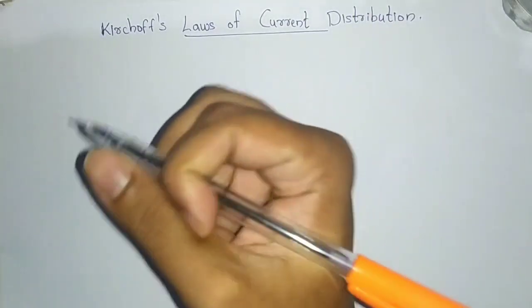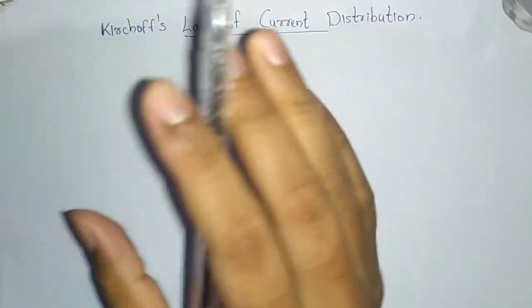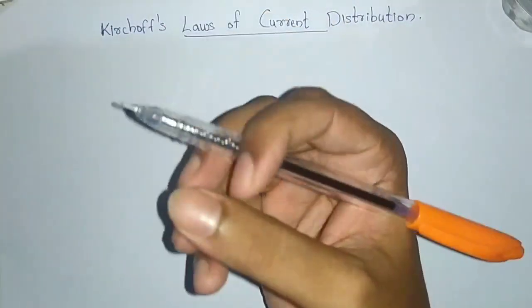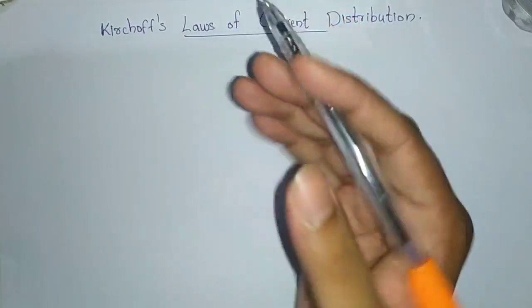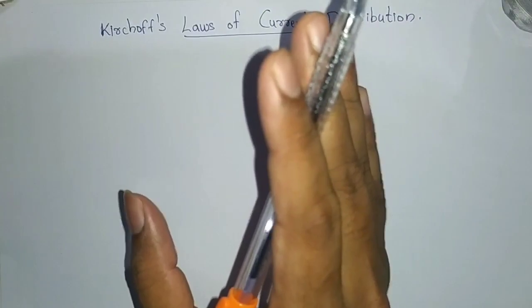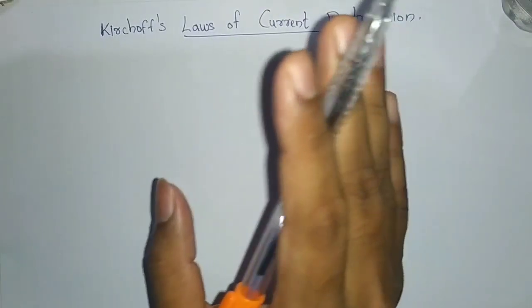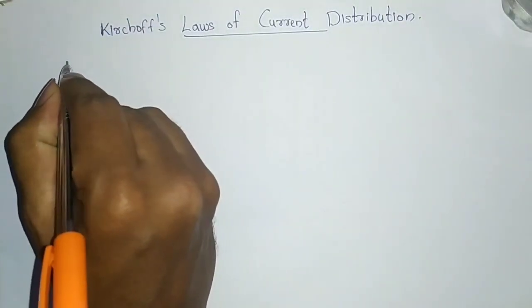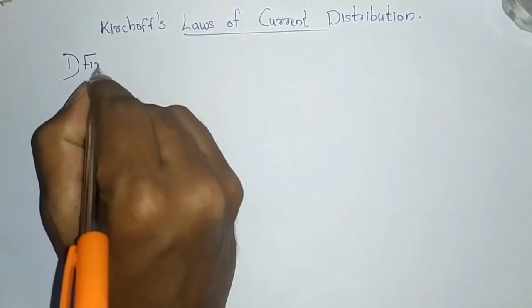Just like that, we are using Kirchhoff's laws also to extend Ohm's law, that is, to find the resistance, the voltage, the current, etc. But the only difference is Ohm's law can only be used for simple circuits, but Kirchhoff's law can be used for finding these values for complicated circuits and networks. There are two Kirchhoff's laws, and the first law we are going to discuss.